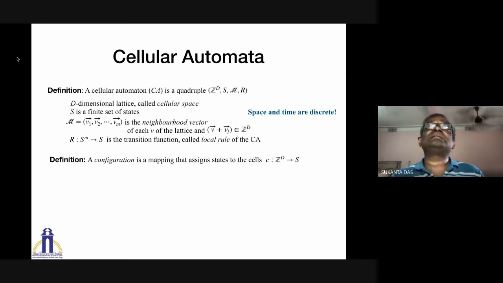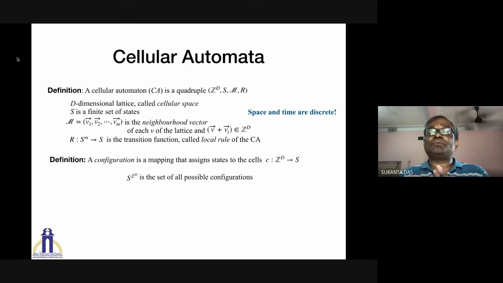If my S consists of only 0 and 1, and then I assign 0 or 1 arbitrarily to the cells of z to the power d, this will be one assignment. That assignment is called a configuration. Mathematically we can write this assignment as a mapping, a function. Let us call it C, from z to the power d to S.